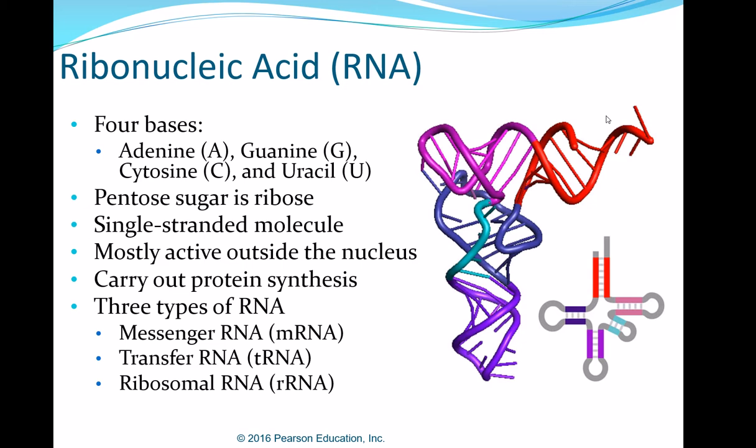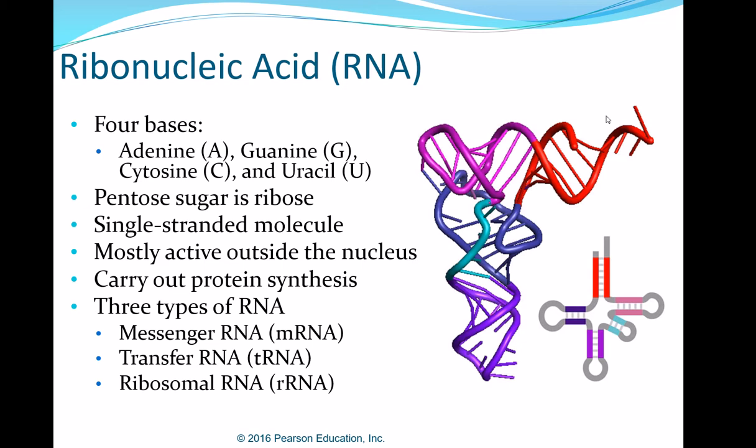Ribonucleic acid also has 4 bases. Like DNA, it has adenine, guanine, and cytosine, but it does not have thymine. Instead, it has uracil. Its pentose sugar is ribose instead of deoxyribose, and it is a single-stranded molecule. So it's not double-stranded like DNA. And RNA tends to function mostly outside the nucleus, whereas DNA is strictly inside the nucleus, and it's basically the workers. It's what carries out protein synthesis.